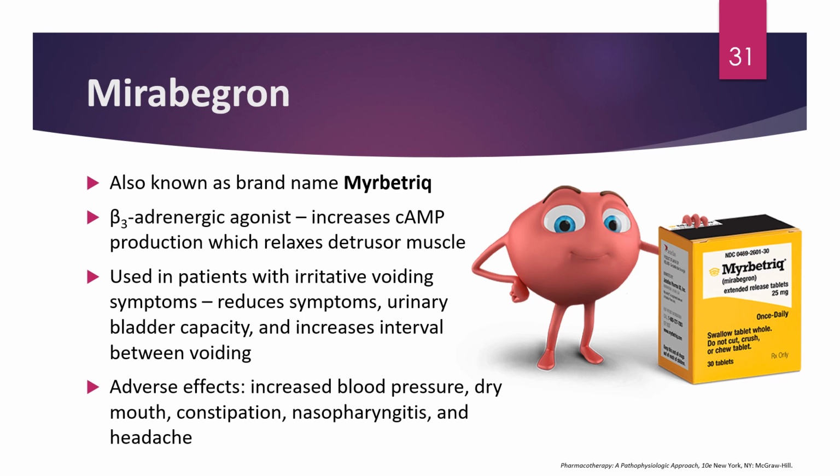Mirabegron or Myrbetriq is another agent that can be used for these irritative voiding symptoms. It is a special agent in that it is a beta-3 adrenergic agonist, which will increase cAMP production, which relaxes the detrusor muscle, which essentially will be overacting in these types of irritative bladder symptoms. So if you relax the detrusor muscle, you're essentially relaxing that muscle that's pushing all of the urine out. It's used in patients with irritative voiding symptoms. It reduces the symptoms, it reduces the urinary bladder's capacity, and it increases the interval between voiding.